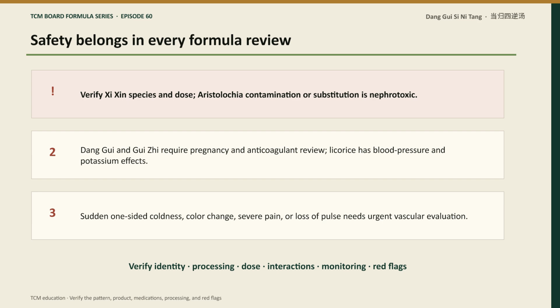Sudden one-sided coldness, color change, severe pain, or loss of pulse needs urgent vascular evaluation. Always verify ingredient identity, processing, product quality, dose, the complete medication and supplement list, and a monitoring plan. A classical formula name is never permission to delay urgent medical evaluation.